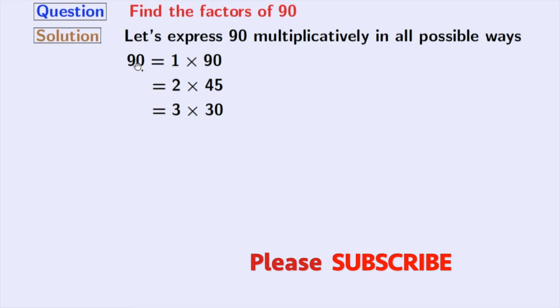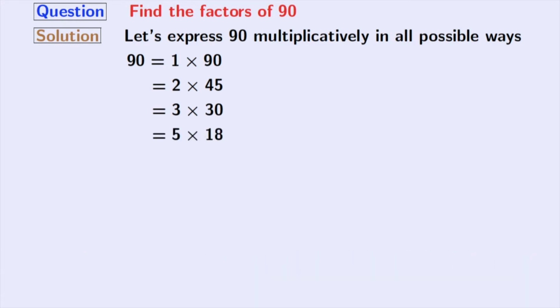Next number is 4, but it does not divide 90. So we will try for 5, and 5 times 18 gives us 90. Next number is 6 and we see that 6 times 15 is equal to 90. The next number is 7, but 7 does not divide 90. The next number 8 also does not divide 90.